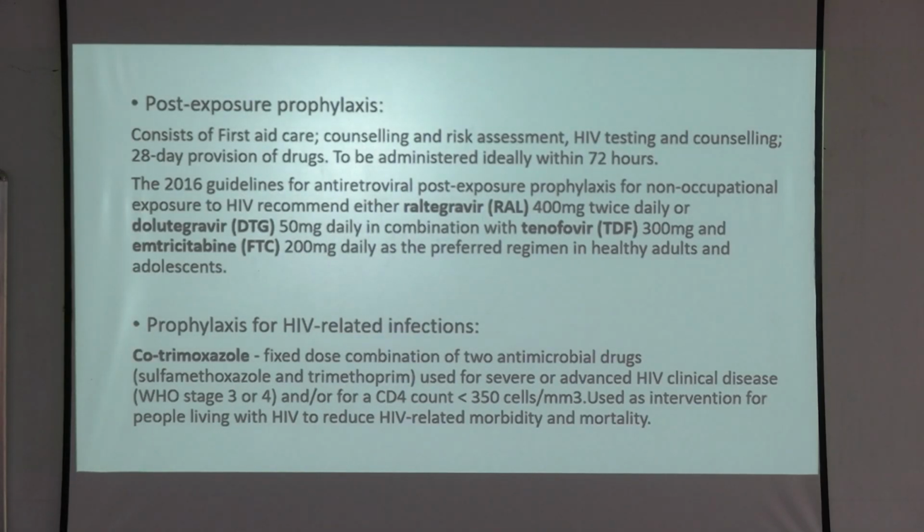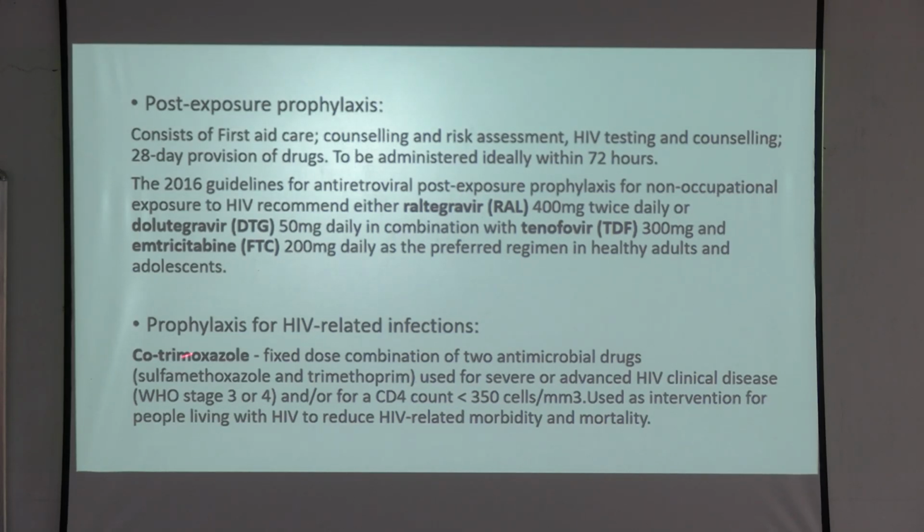And coming to post-exposure prophylaxis, what you should know by heart for your own sake. What is that? It consists of first aid care, and then counseling and risk assessment, which is not needed for you but needed for others. HIV testing, and in the 2016 guideline, anti-retroviral PEP for non-occupational exposure to HIV recommends either raltegravir 400 twice daily or dolutegravir 50 mg daily in combination with TDF and emtricitabine. Okay.